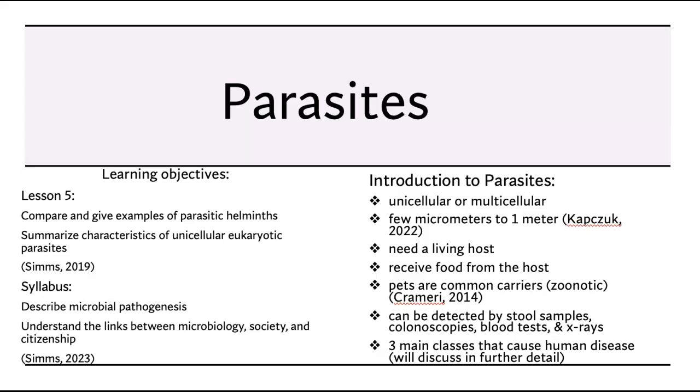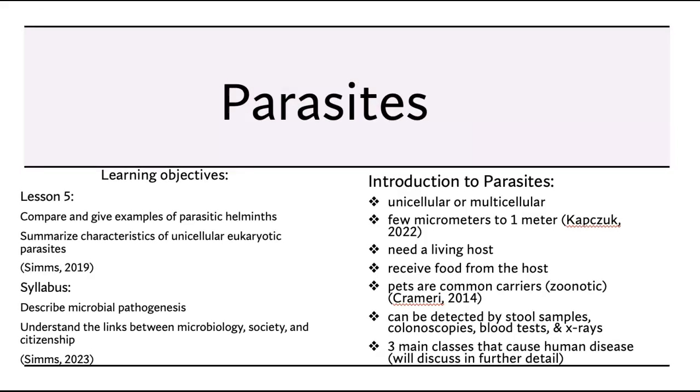Parasites can be unicellular or multicellular. They can range between a few micrometers, which is very small, you can't see with the naked eye, up to 1 meter, which is comparable to a little over 3 feet. Parasites need a living host, so they will live in the host or on the host. And pets are the most common transmitters of parasites to humans, so that means that they have a zoonotic relationship, meaning that the pet can easily transmit the infectious disease to the human, which I found to be interesting.